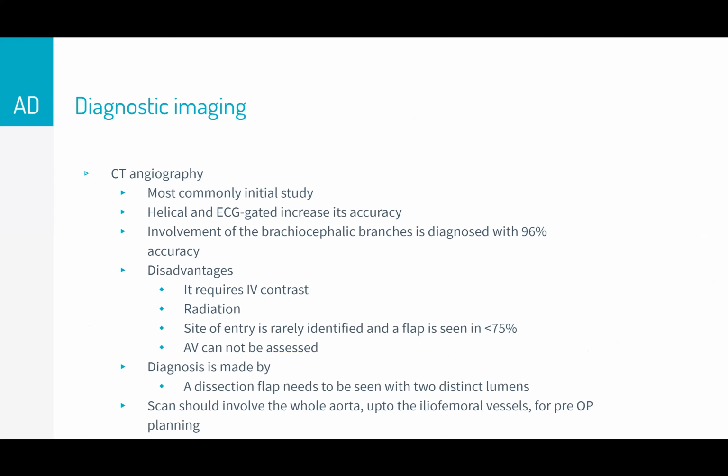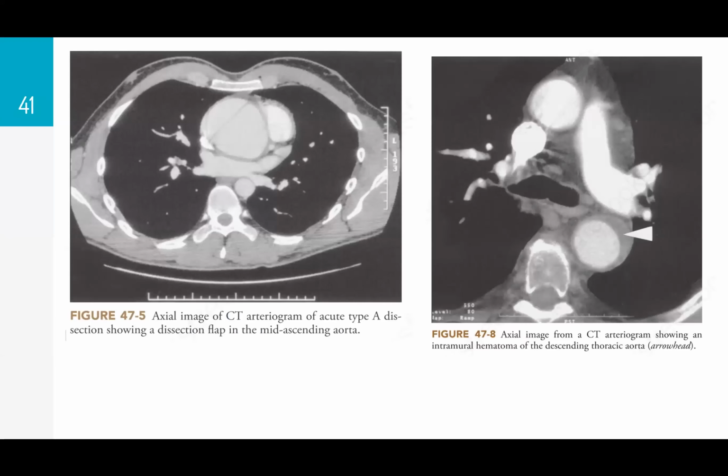One last thing is that when you do a CT scan for aortic dissection, you should image the whole aorta up to the iliofemoral vessels. And that is important for pre-op planning. These are images of a CT scan showing aortic dissection. Here you can see the intimal flap, and I suspect this is the false lumen and this is the true lumen. Here you can see another image of aortic dissection, but with a thrombosed lumen.